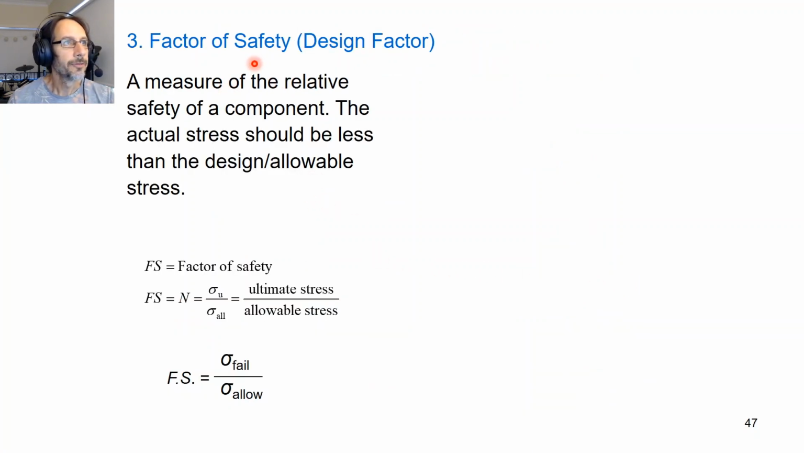Okay, so finally, factor of safety, or the design factor, is just a measure of the relative strength or safety of the component. We're just comparing our ultimate or failure stress with an allowable stress. Failure could be yield, could be ultimate tensile strength, or it could be some other value. In later topics, we'll look at fatigue as well, so we'll look at the endurance strength when we calculate our factor of safety.